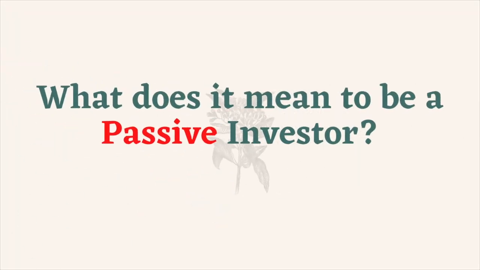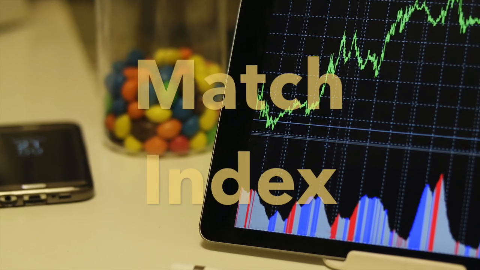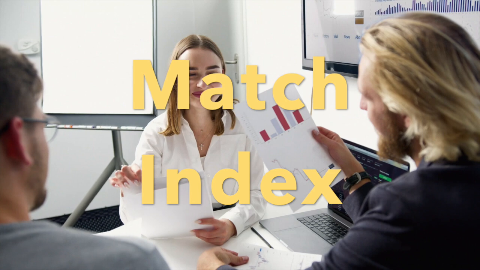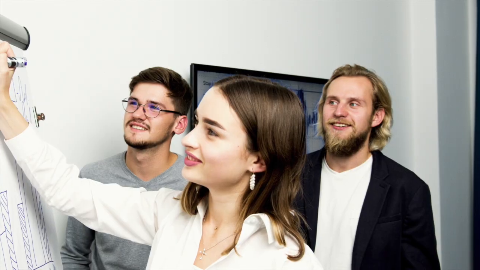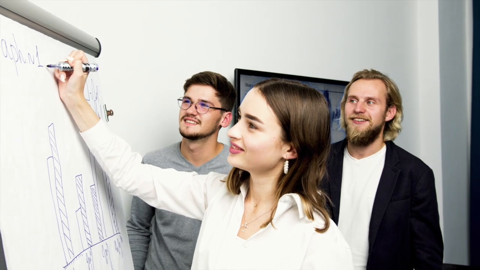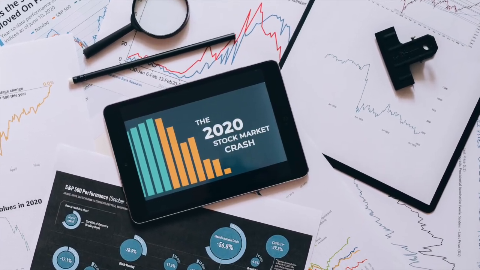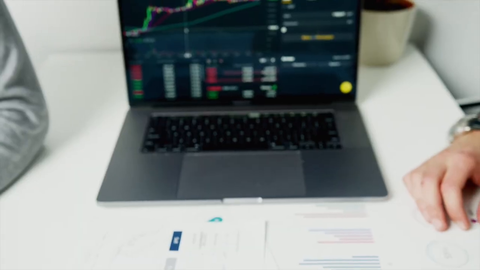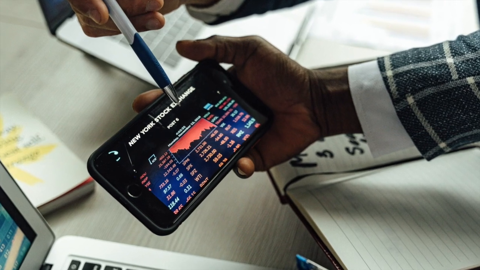What does it mean to be a passive investor? Passive investments are funds that are intended to match an index's performance, not beat it. It is an asset allocation strategy with low relative frictions that attempts to take the market return on a risk-adjusted basis. The goal of passive investors is to get the index's return. It avoids the analysis of individual stocks and trading in and out of the market.